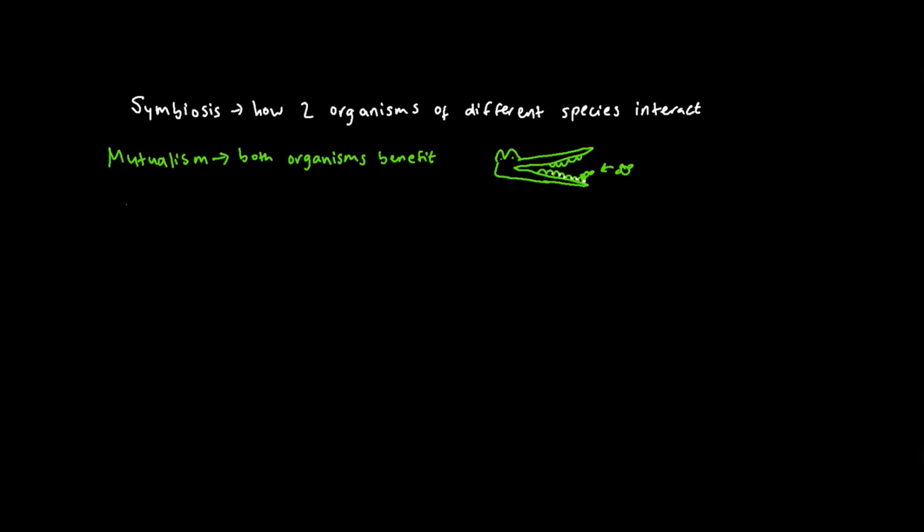The next type of relationship we have is commensalism. In commensalism, one organism benefits while the other is not harmed and they don't benefit.